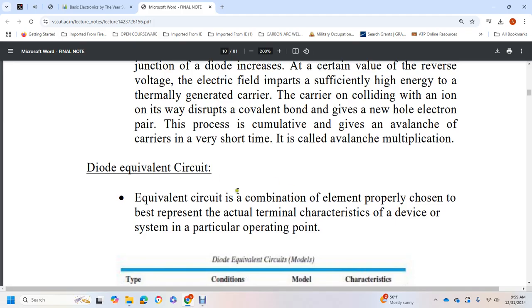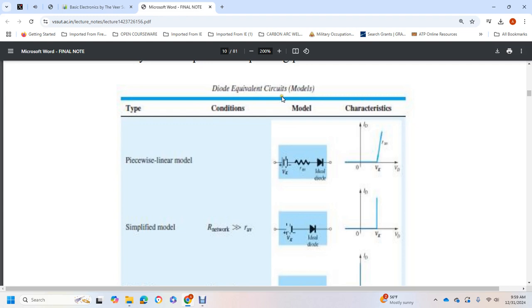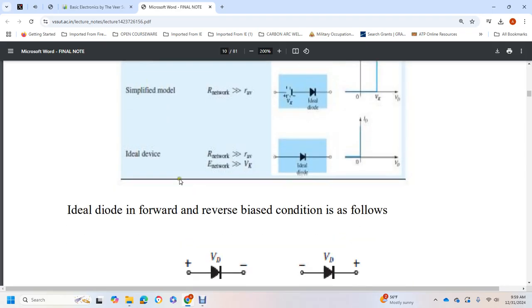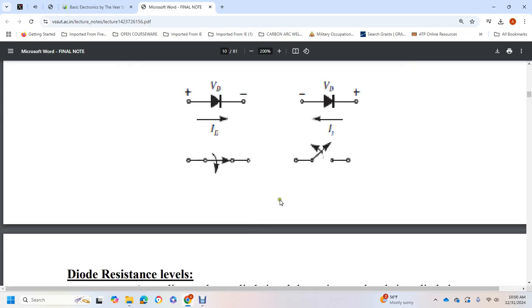Diode equivalent circuit: a combination of elements properly chosen to best represent the actual terminal characteristics of the device or system at a particular operating point. Then we have the diode equivalent circuit models: piecewise linear model, simplified model, and ideal model. The ideal diode in forward and reverse bias conditions is as follows. It shows the diode voltage and the diode current, with voltage negative and positive, and it shows a switch.